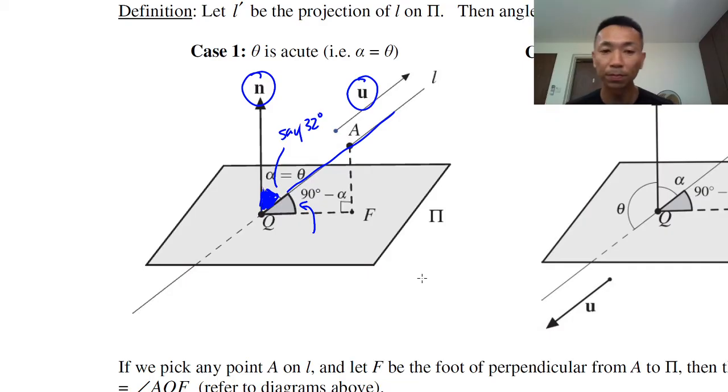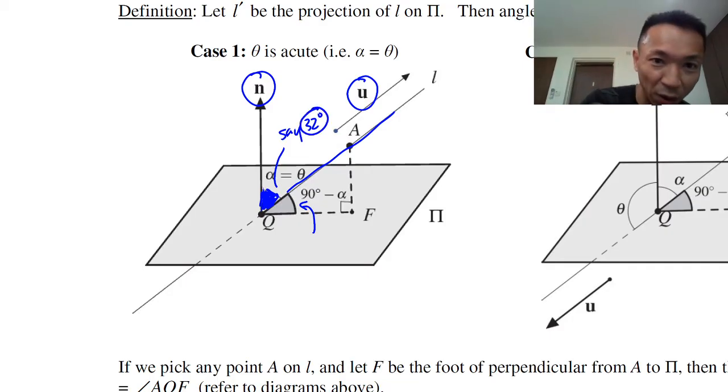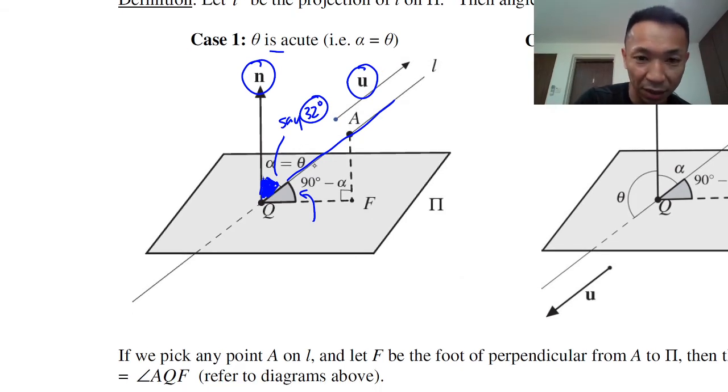Correct? So if you happen to get 32, well and good. Done. The angle is just 90 minus 32. Done. Now there could be another case, case 2.